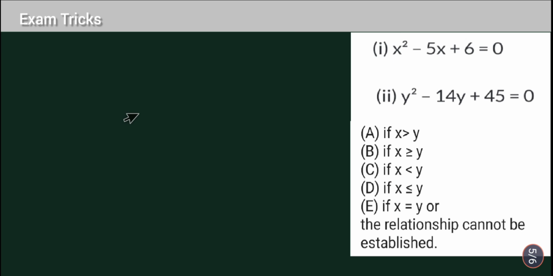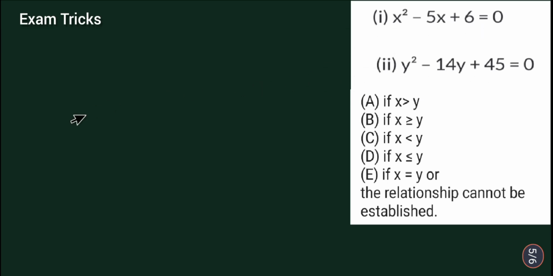Let's see. Here the question is available. Solve this question. Let's try to understand by the trick. Here x square minus 5x plus 6 is equal to 0 is given, right? We have to find the value of x. So we will get two values of x, right? Because it is given in quadratic equation form. Why? Because the maximum power of the variable is 2, right?